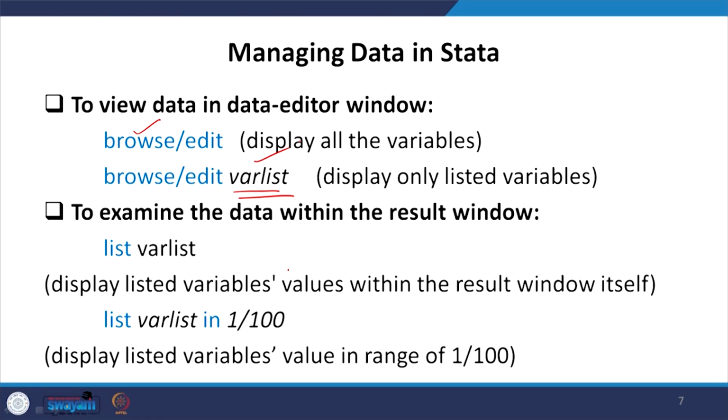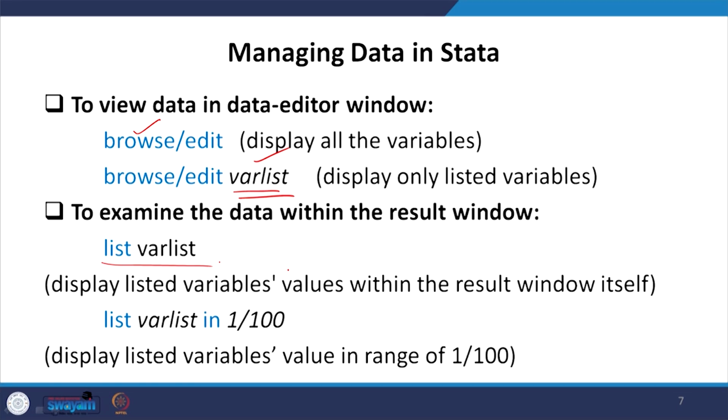Now, to examine the data within the result window, you need to list it. List then variable name will show you the values within the result window. This displays the listed variable values within the result window itself. It will not open in another window, but the browse window gives the result in a new window.